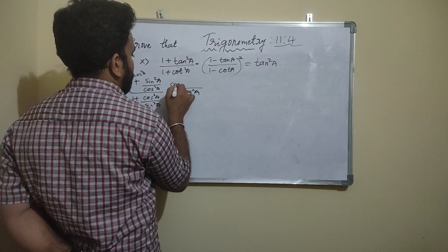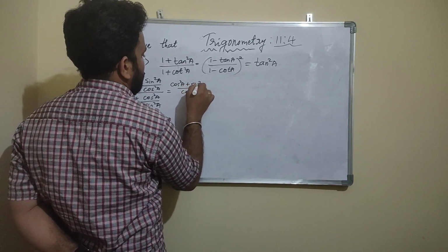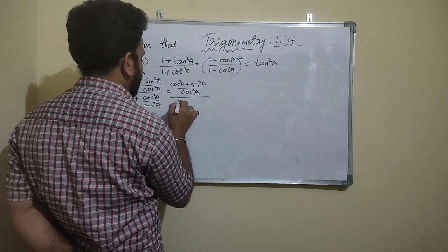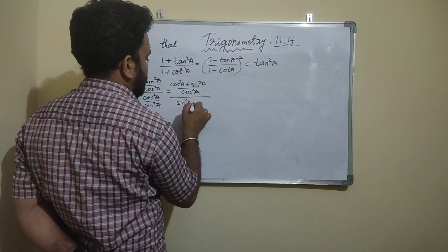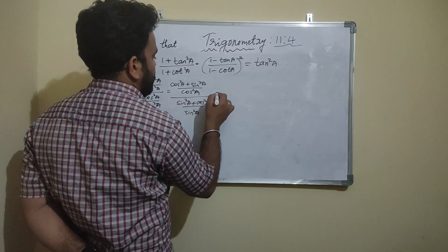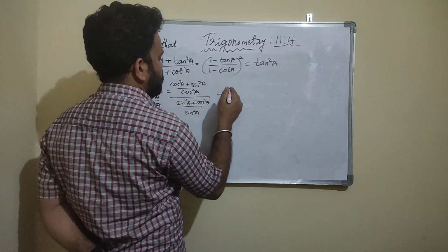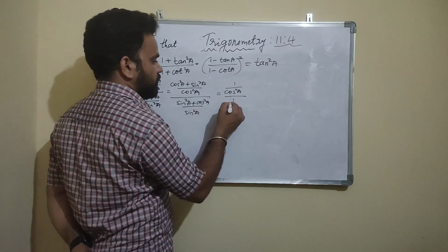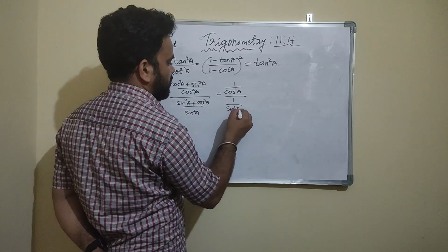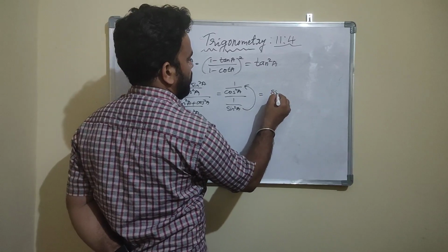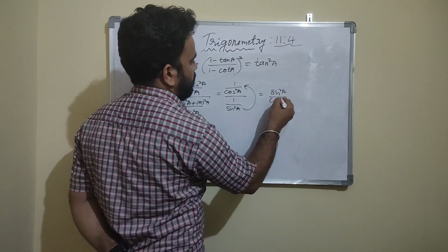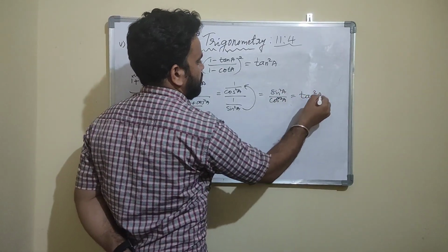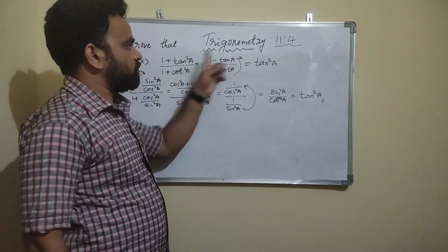So the numerator will become cos square a plus sin square a, divided by, here I will take LCM as sin square a, it will become sin square a plus cos square a. Again the first identity: sin square a plus cos square a is 1, by cos square a. Here also sin square a plus cos square a is 1, by sin square a. It will go up and become sin square a by cos square a, and the formula is sin by cos is tan, so tan square a. The first one is proved, equal to tan square a.